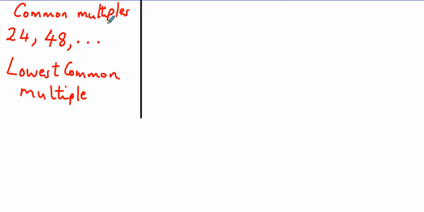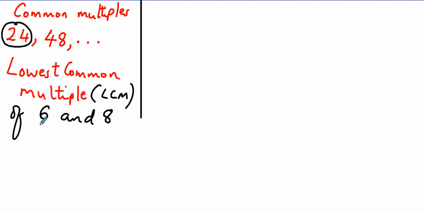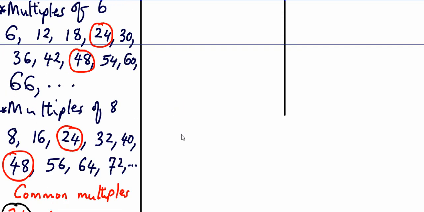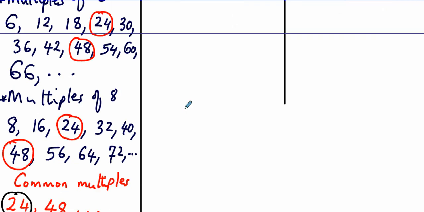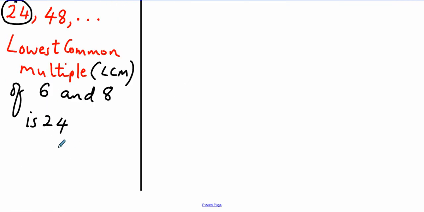Now these are common multiples. We have 24, 48, and so on. Now let me ring which one is the smallest of all. Here we go. 24 will be the lowest common multiple, the LCM, of two numbers. These two numbers were 6 and 8. So the lowest common multiple of 6 and 8 has been found to be 24. See that? So far so good.